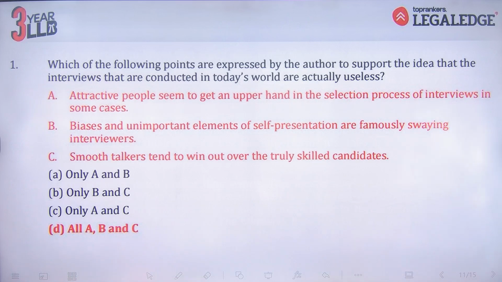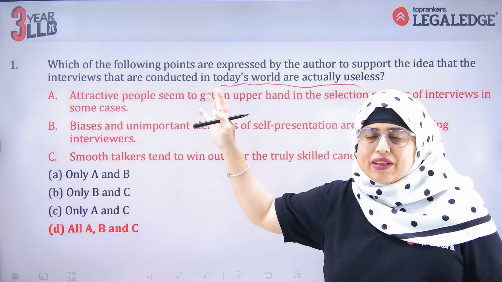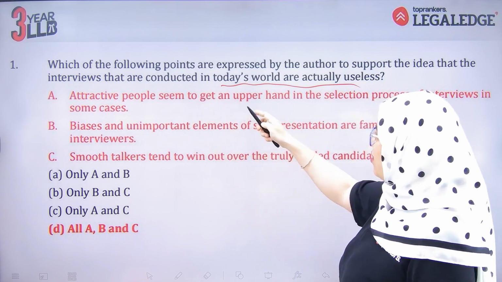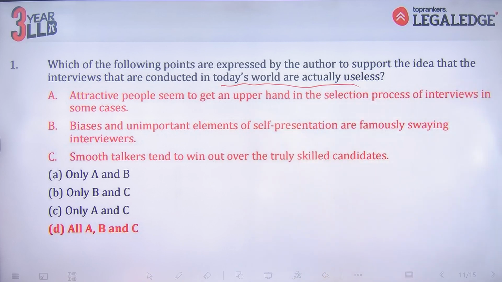Which of the following points are expressed by the author to support the idea that the interviews that are conducted in today's world are actually useless? Now see, which interviews in today's world? I am talking about the traditional method of conducting an interview. So the author has said that attractive people can seem to get the upper hand in the selection process of an interview. Yes, it is very much given in the passage. Biases and unimportant elements of self-presentation are famously swaying interviewers. Smooth talkers tend to win over the truly skilled candidates.